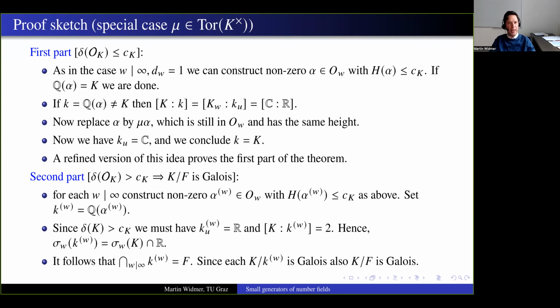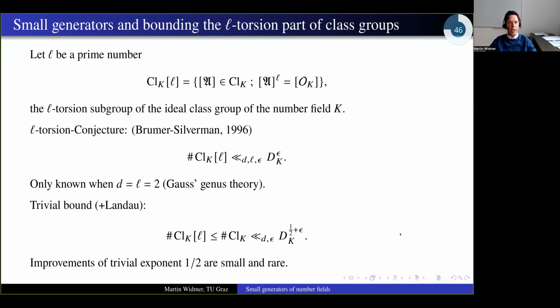So I'd like now to move on and to connect small generators with upper bounds for class group. We don't see the connection here, but we shall learn about the connection in a few minutes. And so, a bit of background first. Let l be a prime number. We are looking at the l-torsion subgroup of the class group of K.